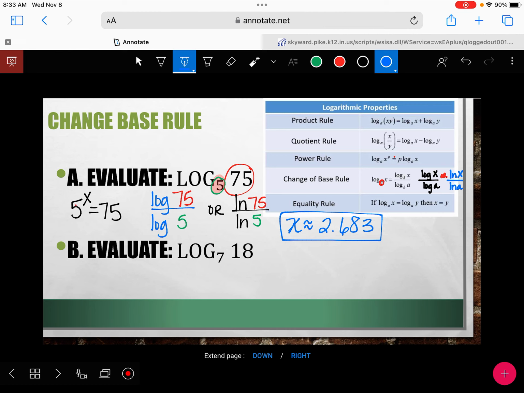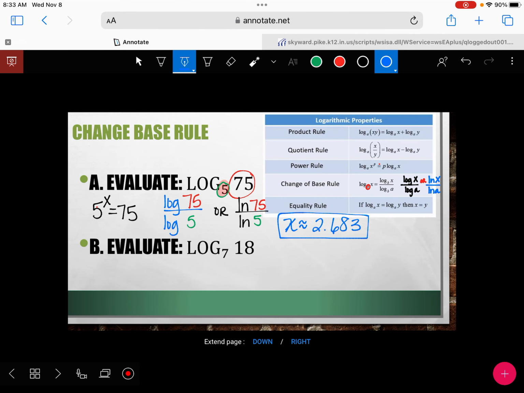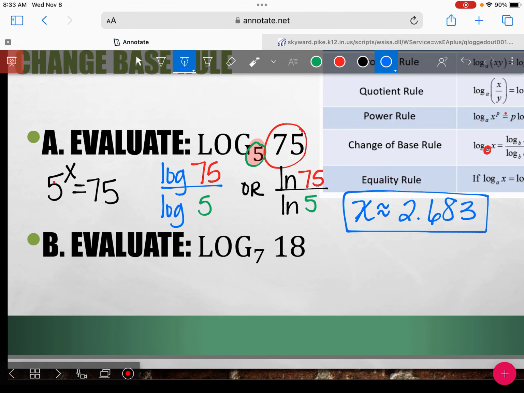Okay. So when you do this on the test next week, it doesn't matter which one you use. You can't use different ones. Like you can't put a log in the numerator and a natural log in the denominator. It has to be the same. But you can either go log or natural log. Okay? Try to do B by yourself. See if you can figure out how to type that in your calculator. So we have to do a change of base.